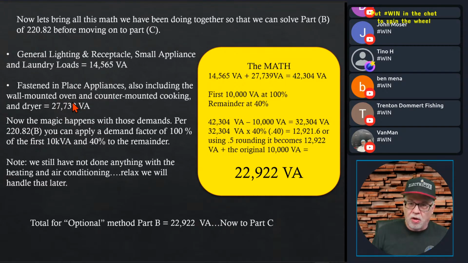Okay, so we added all that together. Now, here's where the magic happens when it comes to working with the optional method. Here's where the magic happens. When you start looking now in 220.82(B), this is what it tells you. And we're going to go look at it real quick because I want to show you.